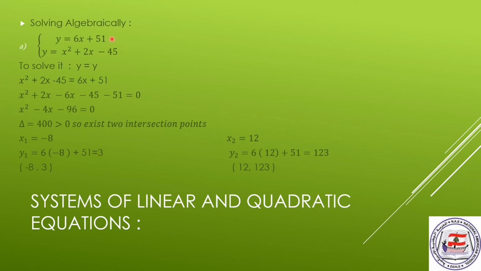The second point is of value x2 equal to minus b plus radical delta over 2a, which gives 12. Replacing 12 in the first equation, we get 123. And so we get the second point of intersection of coordinates (12, 123).